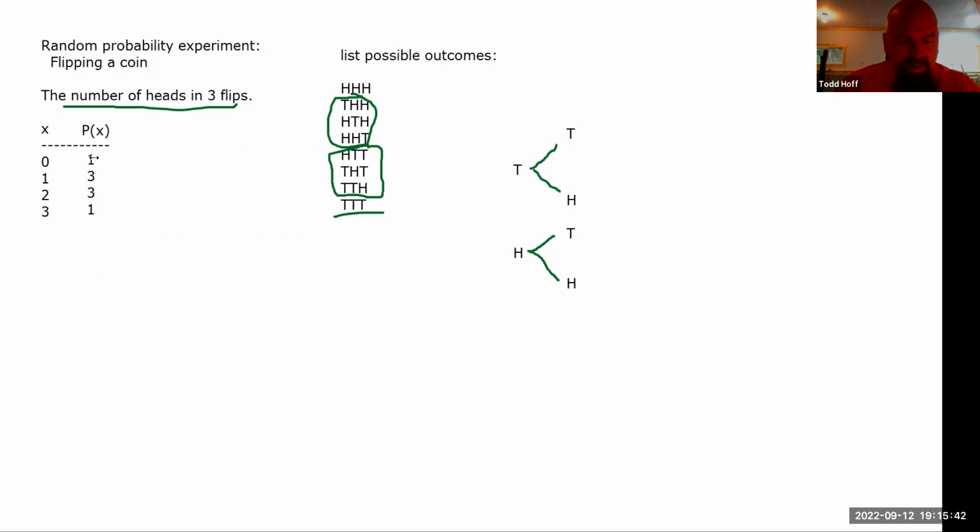So that is 1 out of 8, or 0.125. 3 out of 8, or 0.375. 3 out of 8, or again 0.375. And 1 out of 8 one more time, or 0.125. And again, those are all between 0 and 1, and the sum or the total is 1. So it's a valid probability distribution.